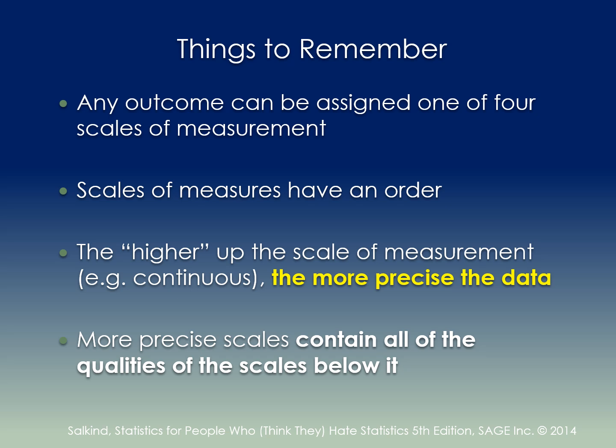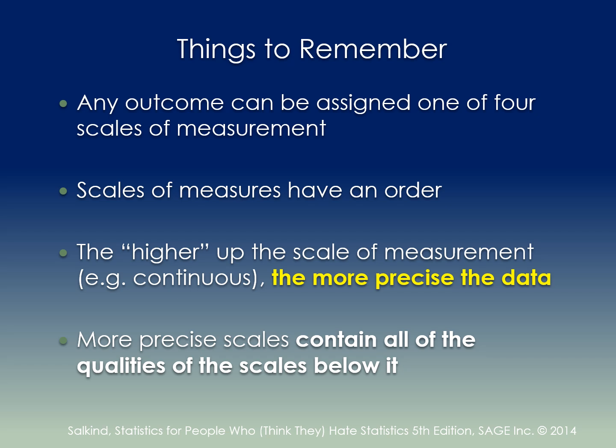So just a few things to remember here. Any outcome that one is measuring, and again, you may or may not be doing measurement at some point in your academic tenure, but you can look for these things. Any outcome can be assigned to one of 4 scales of measurement. These scales of measurement have an order. We go from very precise to least precise.